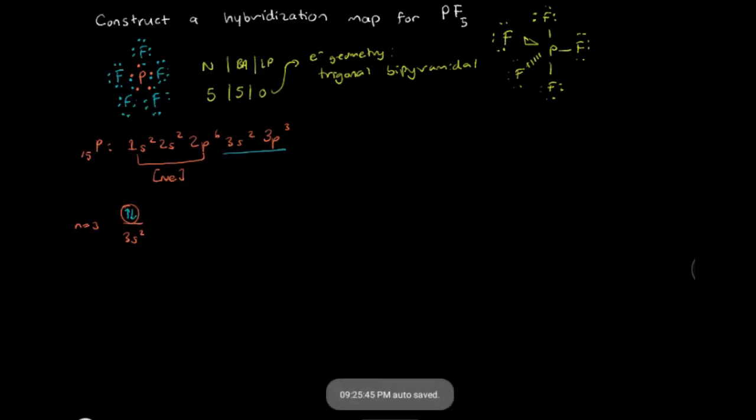It's going to be spin paired, and then we'll have the 3p, and this time we have to fill this up using Hund's rule, right? Using Hund's rule, we always half fill orbitals before we spin pair. So I'm going to half fill these orbitals, and that's essentially what the valence shell will look like for phosphorus, right? Now we can understand here that we need 5 bonding atoms, right?